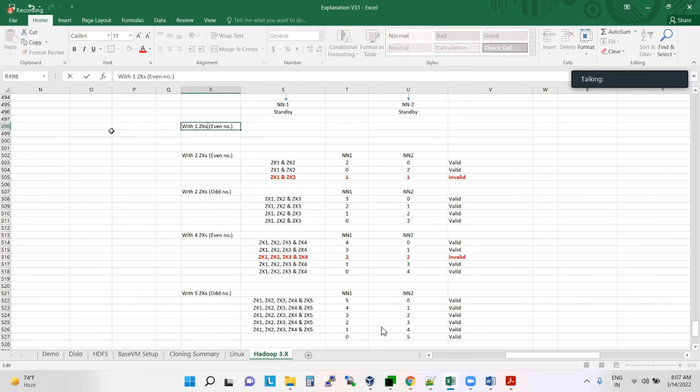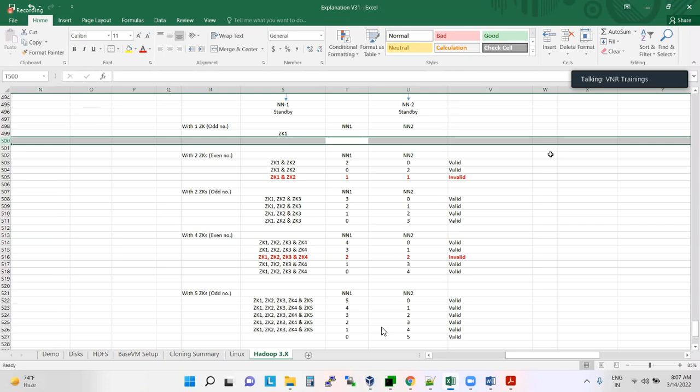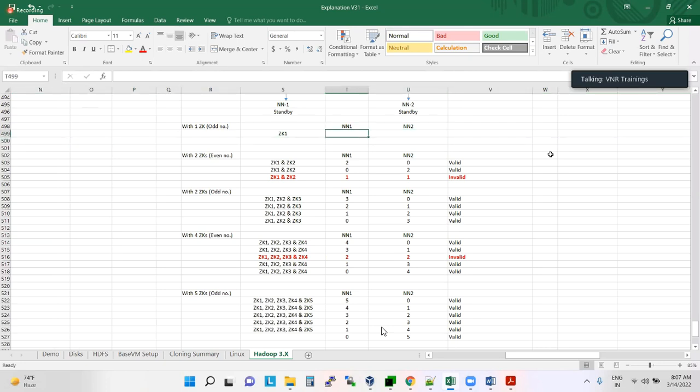One zookeeper. So here, you have name node 1, name node 2, and you have ZK1. Only one zookeeper, right? ZK1. So what will the voting scenarios be here? It may get 1 vote, 0 vote, or 0 vote, 1 vote. Any other chances? No, right? We have only one zookeeper. This one zookeeper either votes for this one or this one. No other chances. And both are valid scenarios.